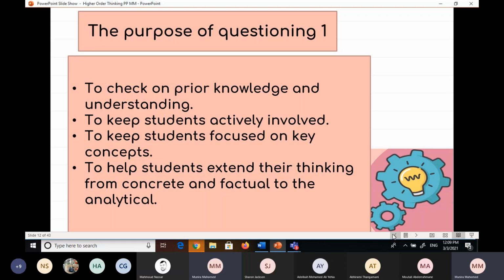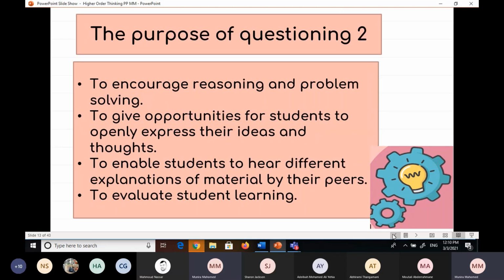The purpose of our questioning is, obviously, to check on prior knowledge and understanding, if they have learned what we've just done, to keep them actively involved and focused on what they are learning, and to help students extend their thinking from concrete and factual to analytical. We also encourage reasoning and problem solving. That means giving them opportunities to openly express their ideas and thoughts without fear, to enable them to hear different explanations of material from their peers, and also to evaluate student learning as well.